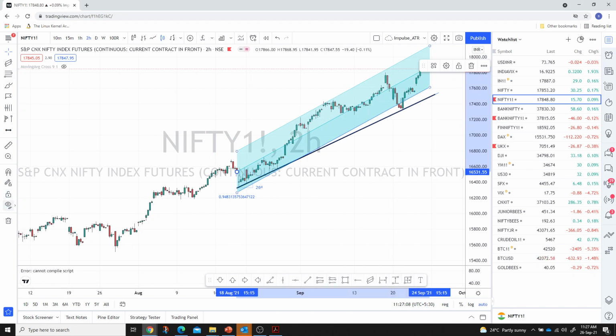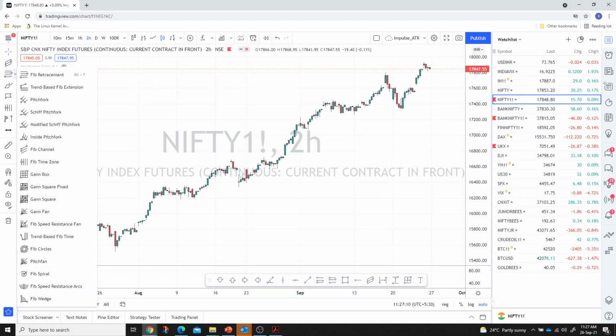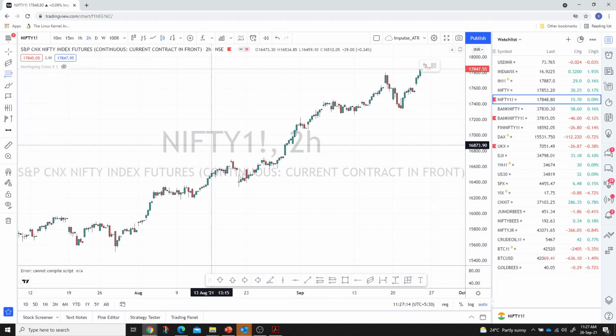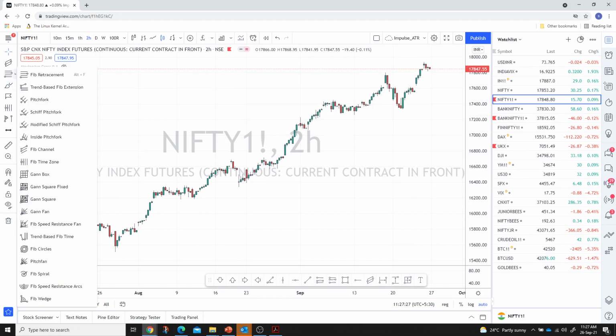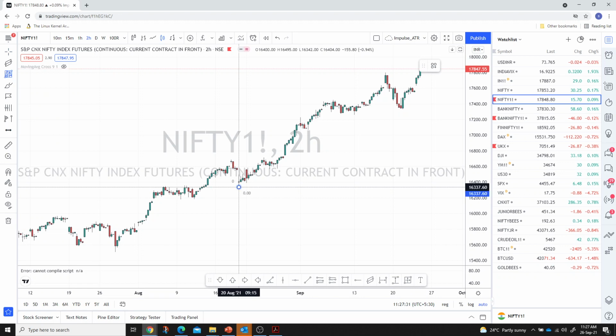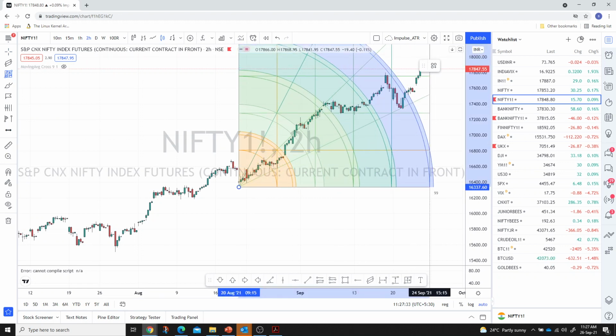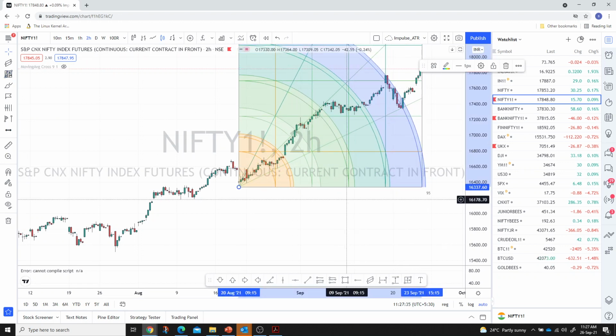Then there are many Gann tools and Fib tools. So Fibonacci retracement, you can use Fib extension and see. I don't use it much, but there are many Fib tools and Gann tools, up to your interest. So there is this Gann square also. I don't know if I'm using it right, but you can also do this and so on.